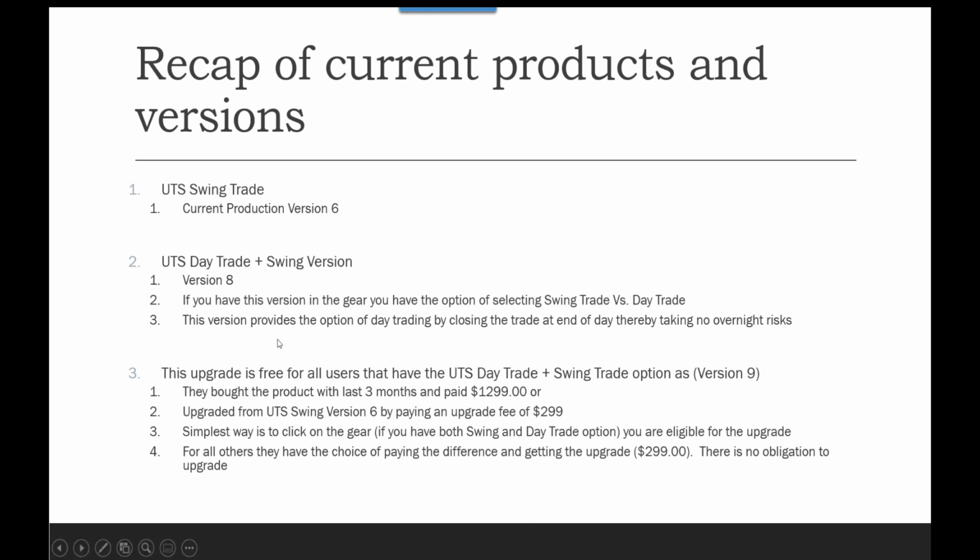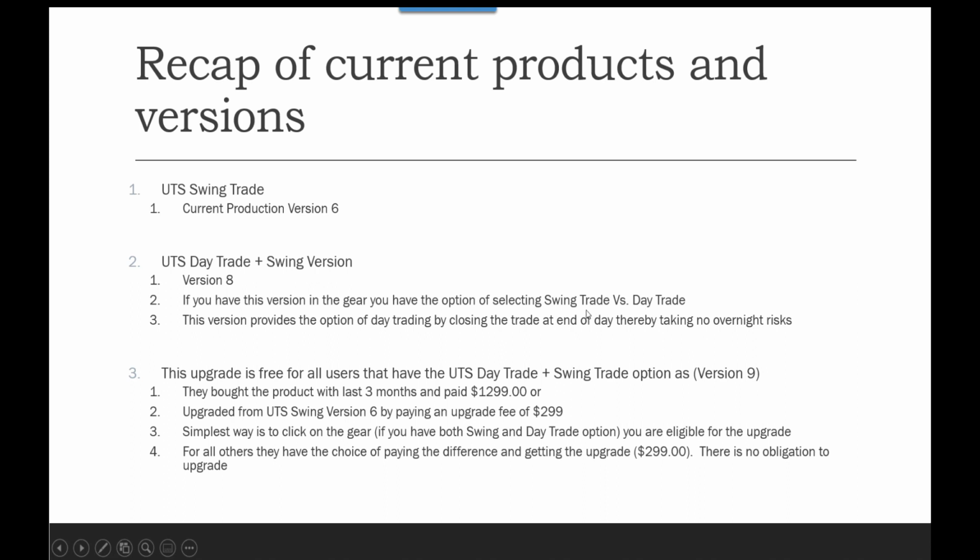3 months ago, I built what was called the UTS Day Trade plus Swing Trade option, and I started with version 8 on that. Right now, if you have this version, and when you go into the gear, you have the option of selecting a swing trade versus the day trade, and when you select the day trade option, in essence, it's going to close the trade at the end of the day, no matter what, win, lose, or draw. It's going to close the trade, thereby assuming no overnight risk.